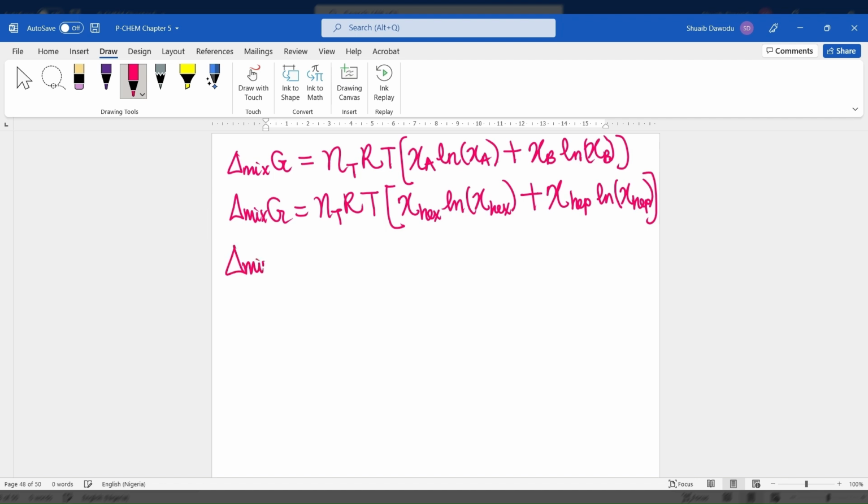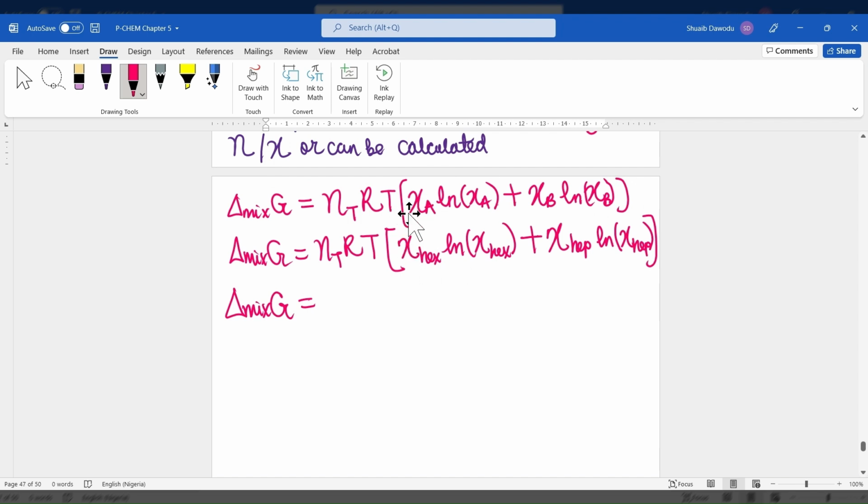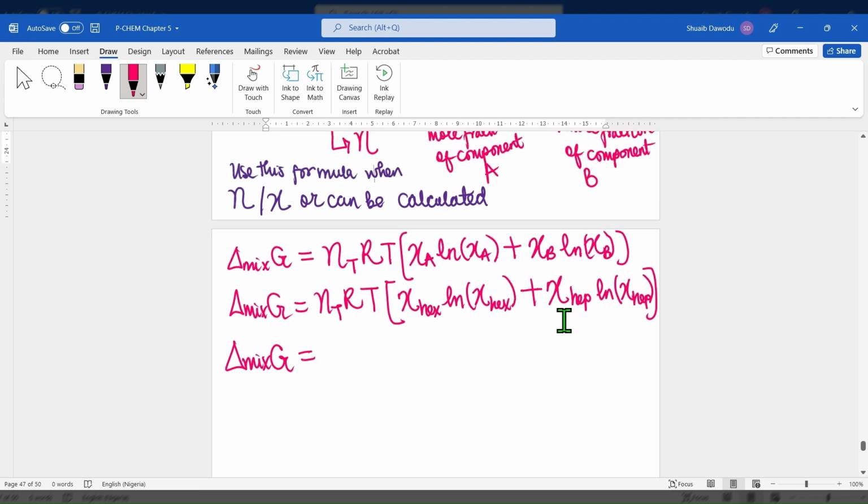So change in Gibbs energy of mixing is going to be the total number of moles, R times T, and then you have ln of all of this. So the Gibbs energy of mixing would just be us substituting each one of these parameters.